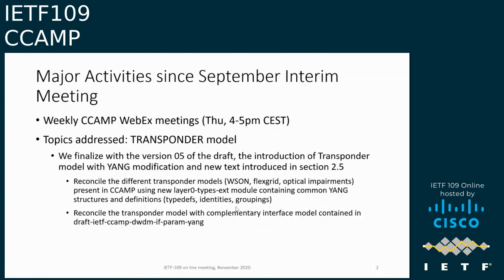With this version, we produce a YANG that reconciles with the different other definitions related to the transponder in other layer 0 models. We have defined a new model, the layer 0 type extension model, containing all common YANG that should be the reference also for further documents and updates. In fact, we plan to also upload the draft related to this common model, the layer 0 type extension. Second, we reconcile the transponder model with what we consider complementary work, that is the interface model containing the interface parameter YANG model. Next.